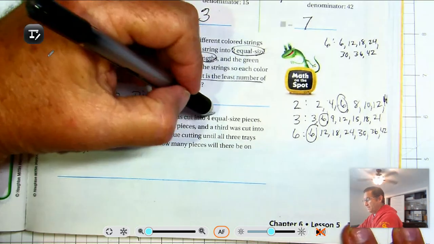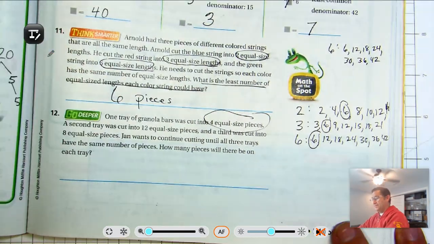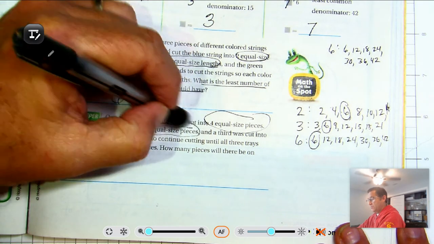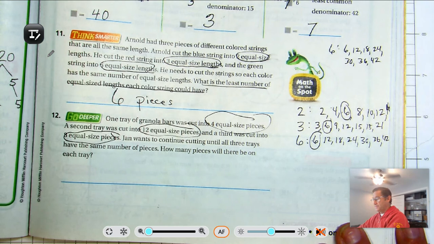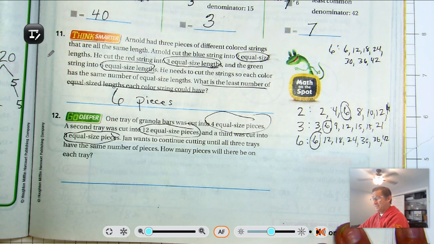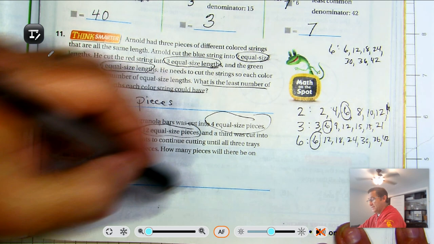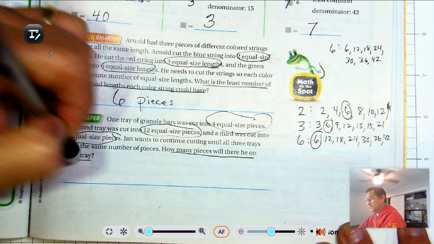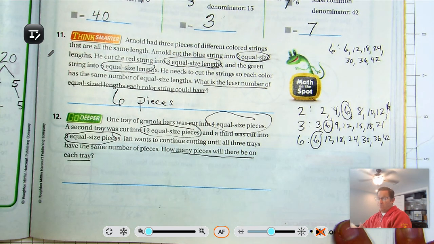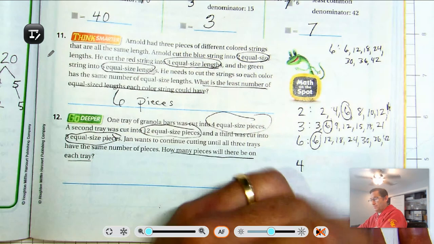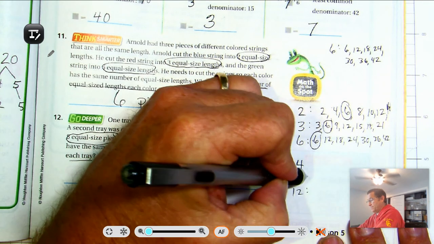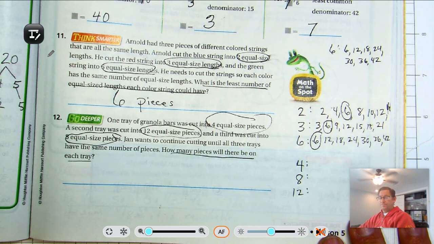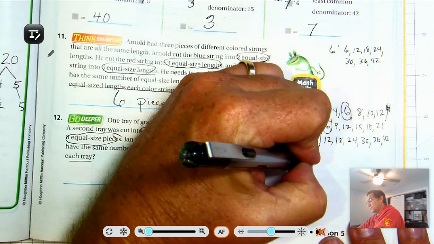Number 12. One tray of granola bars was cut into 4 equal-sized pieces. A second tray was cut into 12 equal-sized pieces, and a third was cut into 8 equal-sized pieces. He wants to continue cutting until all 3 trays have the same number of pieces. How many pieces will there be on each tray? Well, 4, 8, and 12. Okay, this is multiples of 4.